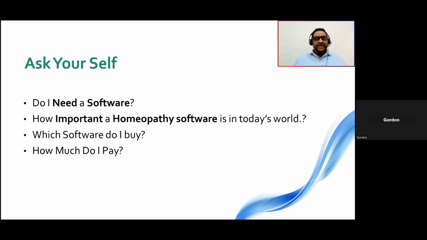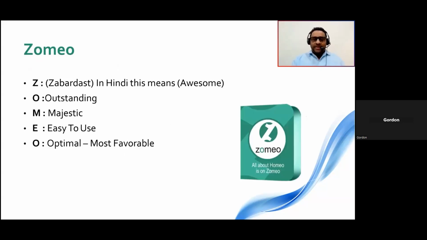There are so many softwares available in the market. Which is the right one for me? And finally, if I make up my mind to choose a particular software, it all boils down to the cost, doesn't it? How much do I pay for this software? Okay, so my friends, in this presentation, we're going to look at some great benefits, and we're going to look at one of the world's best softwares, and then I leave it up to you to take a decision on which software you want to use. So without further ado, let me introduce to you the world's best software. Ladies and gentlemen, I'm talking about Zomeo.